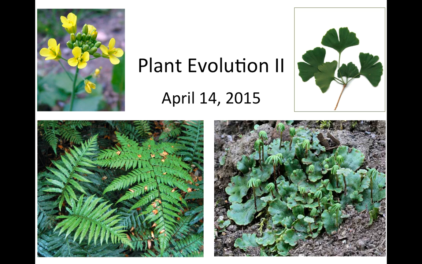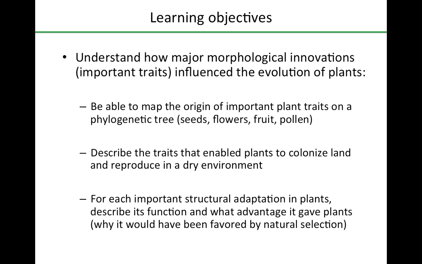Before I start, the learning objectives are basically the exact same as they were on Thursday. For the 7 plant traits that you have in your table that you've been filling out for this class, I want you to be able to describe the structure of those traits, what their function is in a plant, and then be able to talk about why those were important innovations in the evolutionary history of plants, why they would have been favored by natural selection.